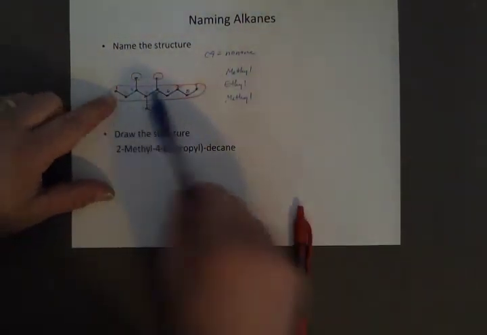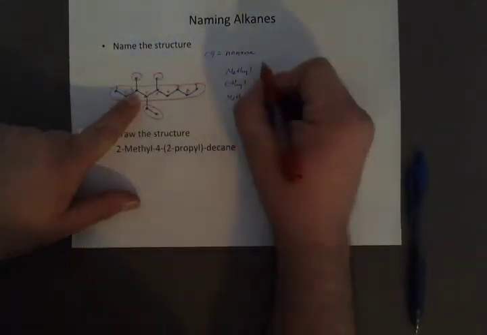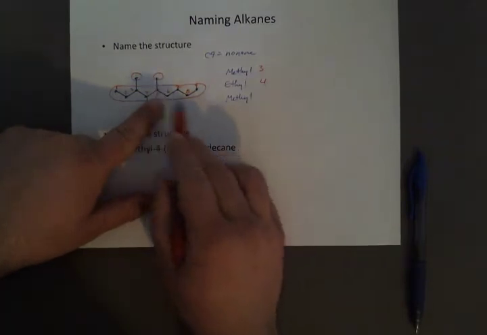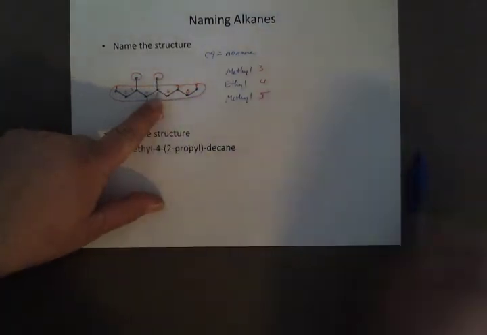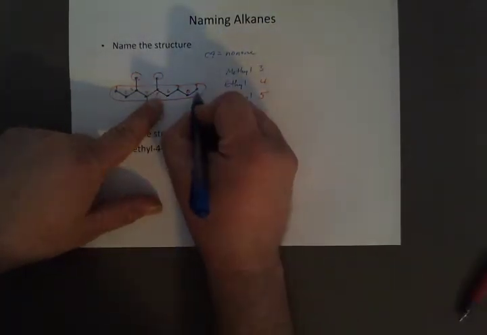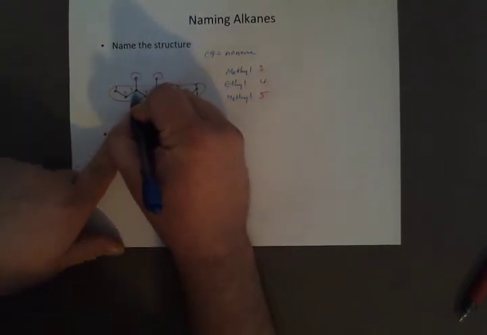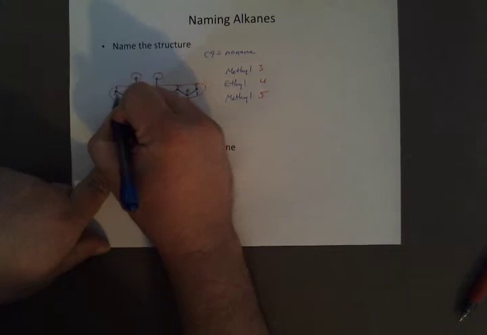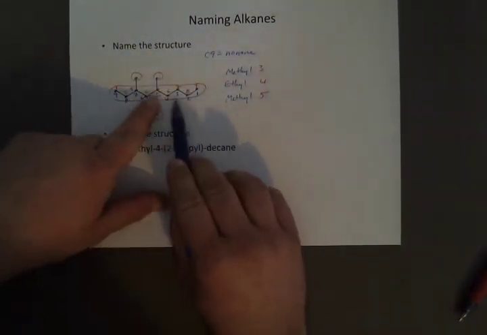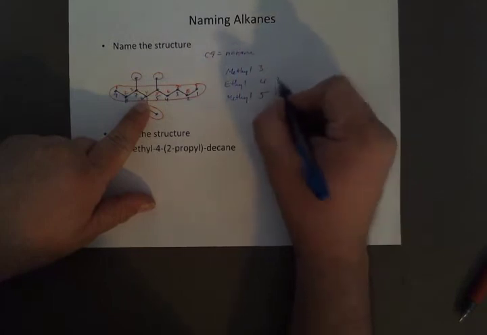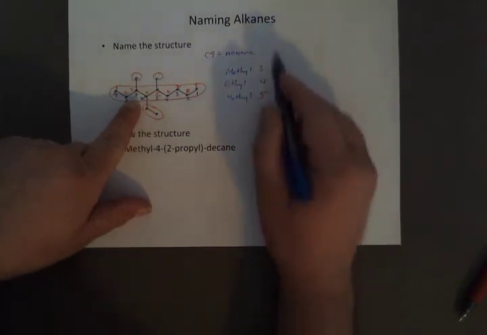So that would mean this methyl is off of 3, the ethyl's off of 4, and this methyl is off of carbon 5. If we do carbon 1 over here, it'd be 1, 2, 3, 4, 5, 6, 7, 8, 9. So that would mean this one is off of 5, this one's off of 6, and this one's off of 7, if you go with the blue numbers.